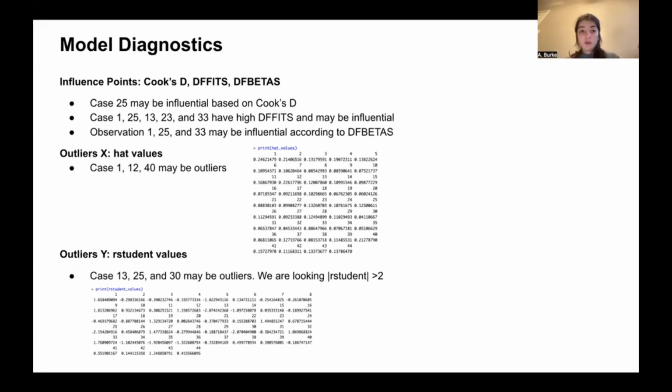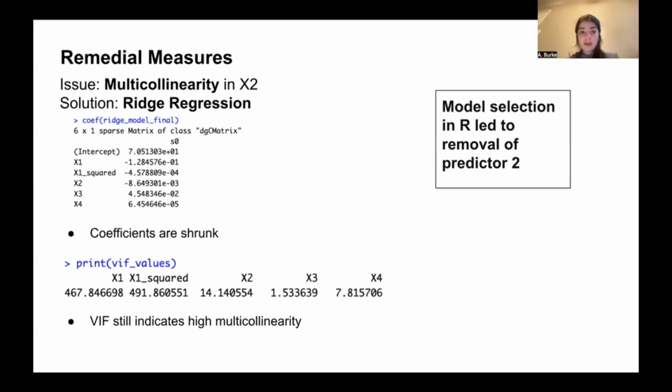We also performed Cook's D, DF fits, and DF betas, as well as checking for outliers of X through hat values and outliers of Y through R student values. Through these measures, we were able to identify cases 25, 13, and 33 as potentially problematic points. In order to alleviate some of these issues, we performed ridge regression.